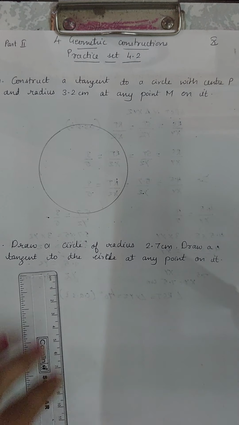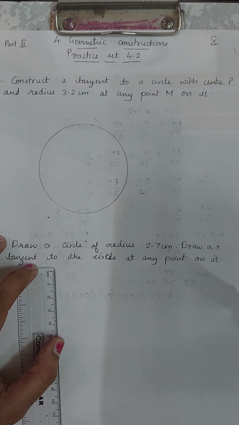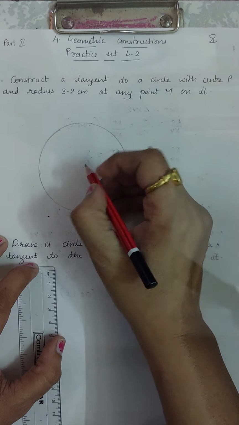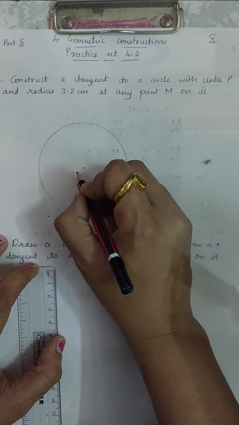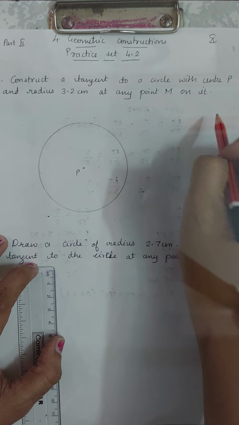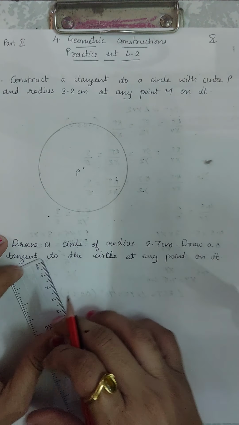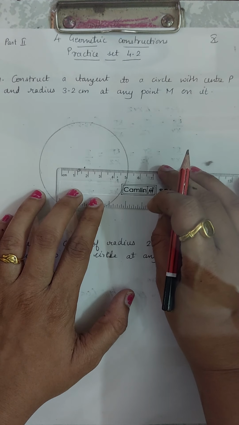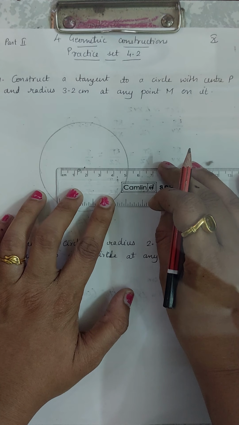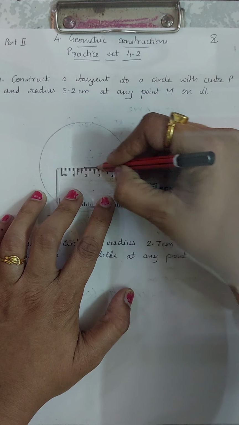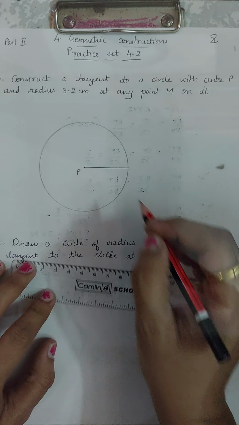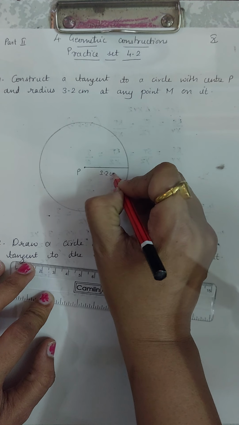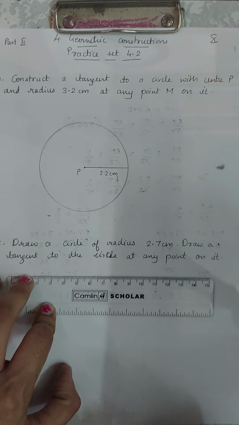Now after drawing the circle, you first mark the center of the circle. This was the center of the circle, that is center P. They've given the center P, right? And radius 3.2. So this was radius 3.2 centimeter. Okay, so I draw the radius, say 3.2 centimeter.